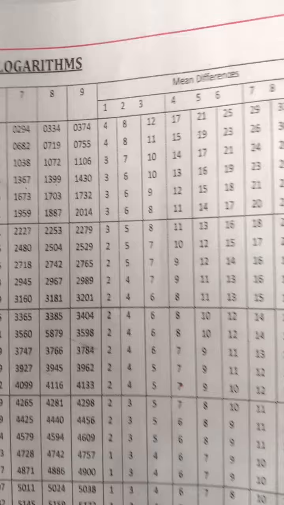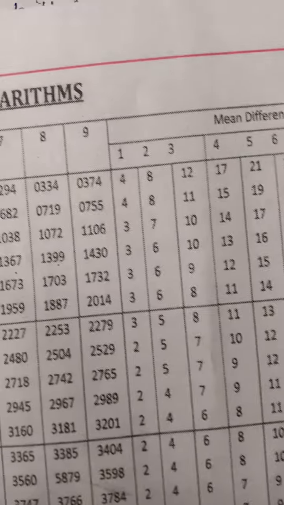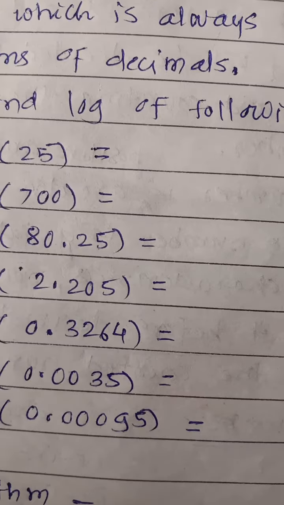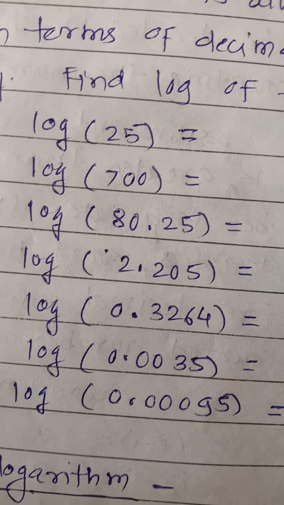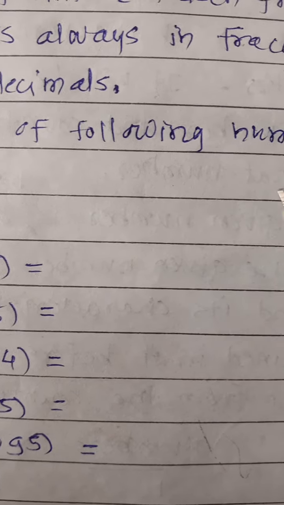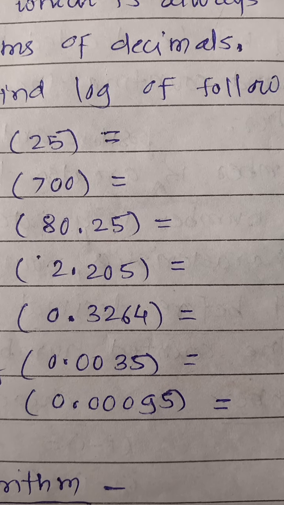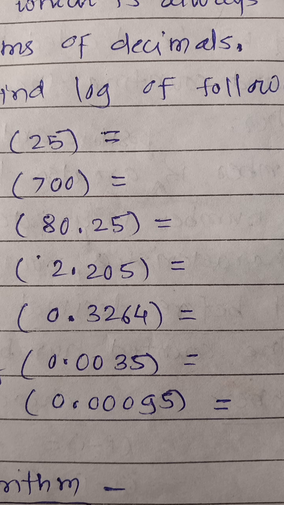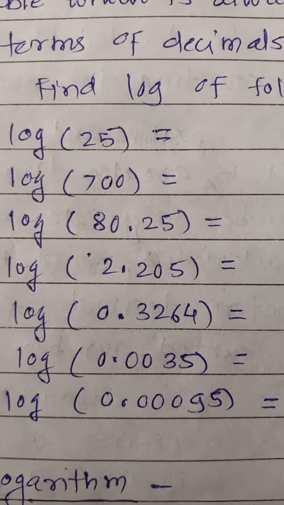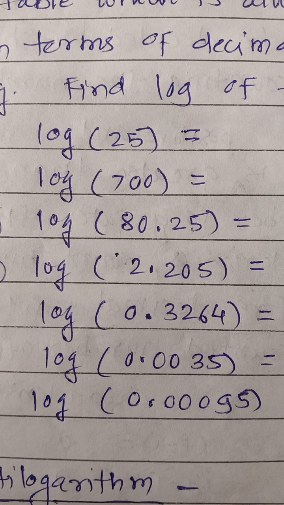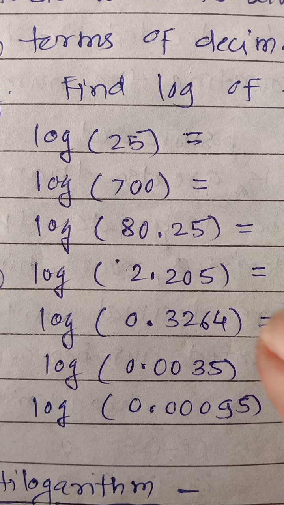So let us see some examples now in order to find the mantissa of any given number. In the first example, the question is: find the log of the following numbers. So here we will have to find the log of the given numbers. That means the first example is log 25. By observing this, first of all we will have to find its characteristic.